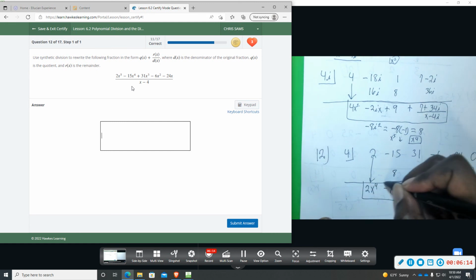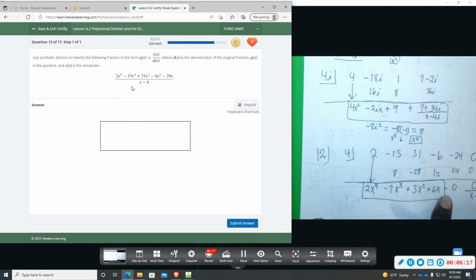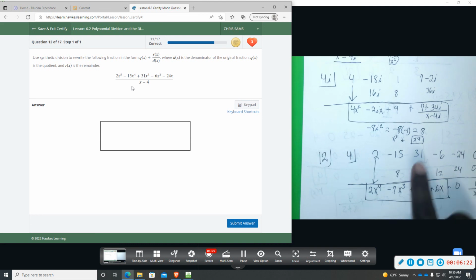I don't like doing that. I won't do that again. Add those variables early. But all you got to do is focus on the numbers when you do synthetic, and then you can add the variables at the end. And it goes much, much faster than long division. 2x to the 4th minus 7x to the 3rd plus 3x squared plus 6x. Double check.